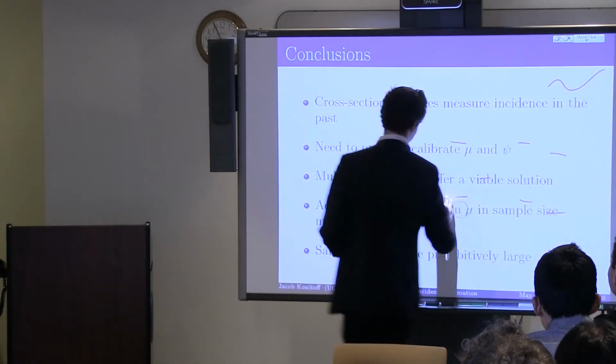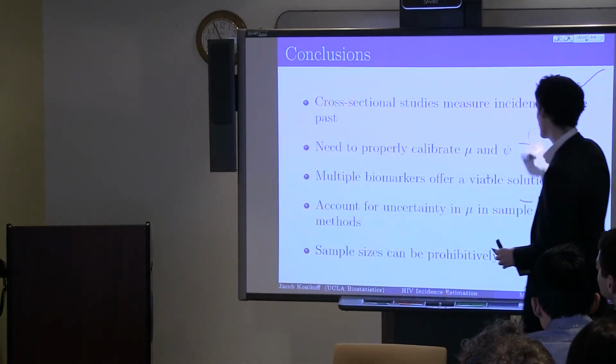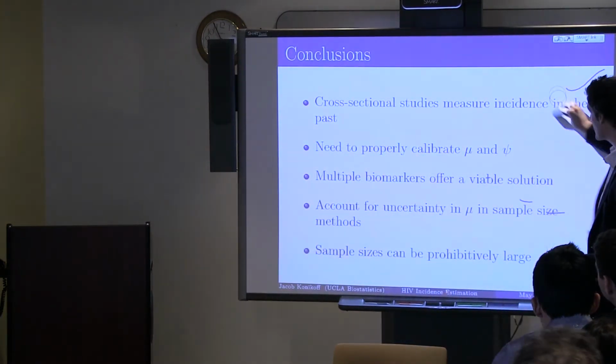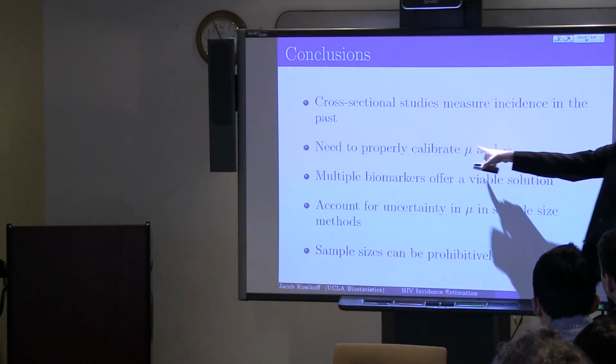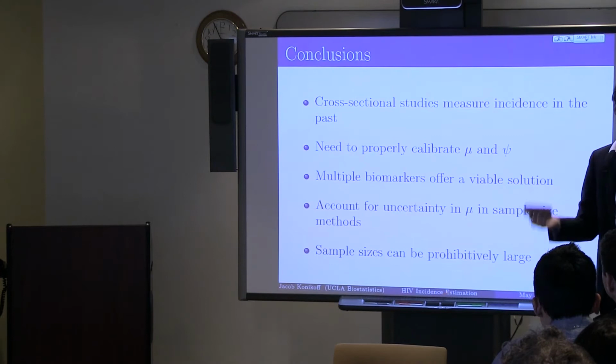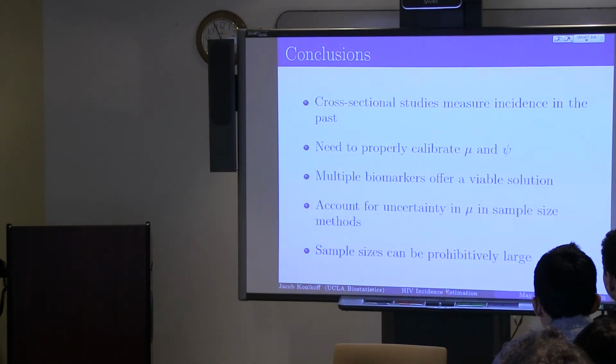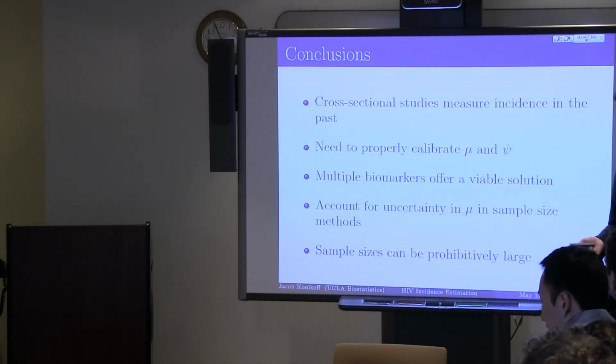So here are some conclusions. The cross-sectional studies are measuring incidence in the past. They don't actually measure the current instantaneous hazard rate. You need to properly estimate these things. That was this whole problem with the BED, why it wasn't actually working. It overestimated incidence all over the world. Multiple biomarkers can really help. They can take away a lot of that noise.